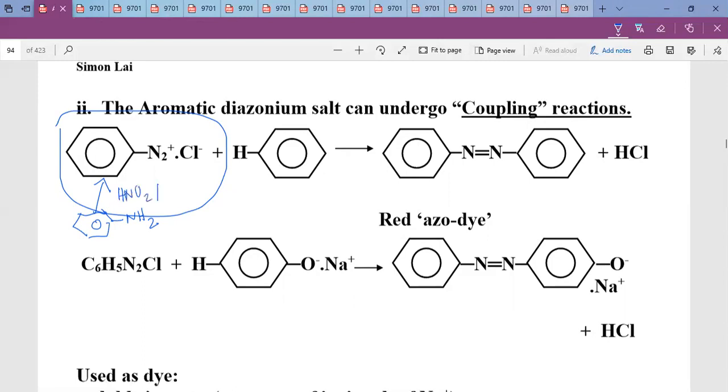HNO2, and 5 degrees, or what? Sodium nitrite and HCl, at 5 degrees. Okay, now this is the other further partner to couple. This is actually benzene. Of course, benzene is not very soluble, but somehow when you put NaOH here, they will mix quite well. Remember, this reaction must be with NaOH. Of course, in phenol, you make it a salt which is more soluble.